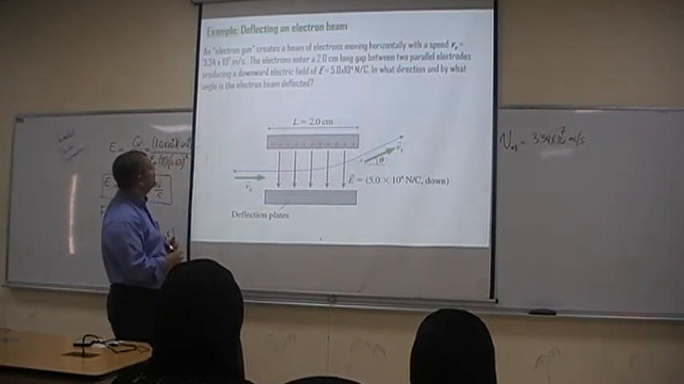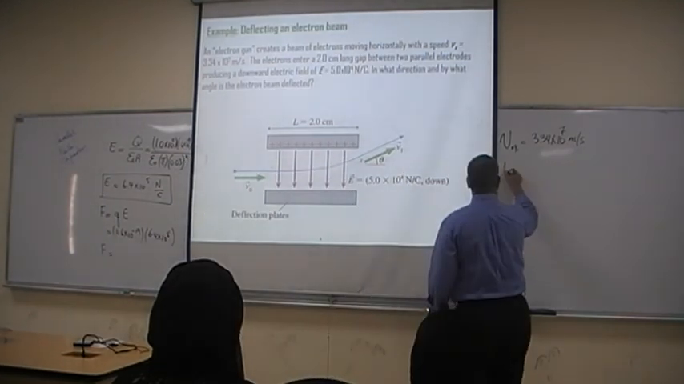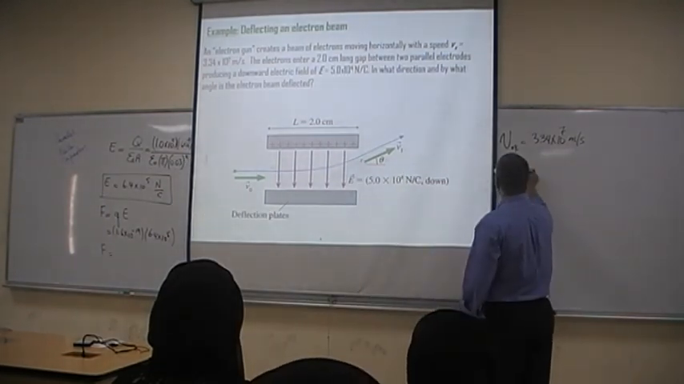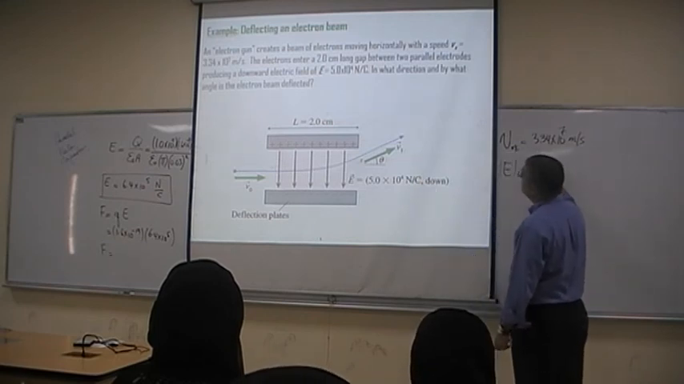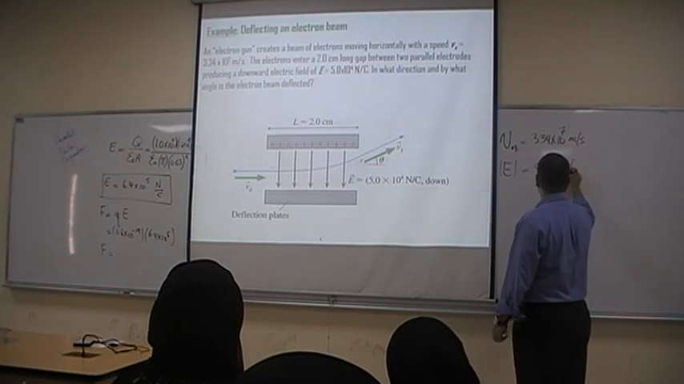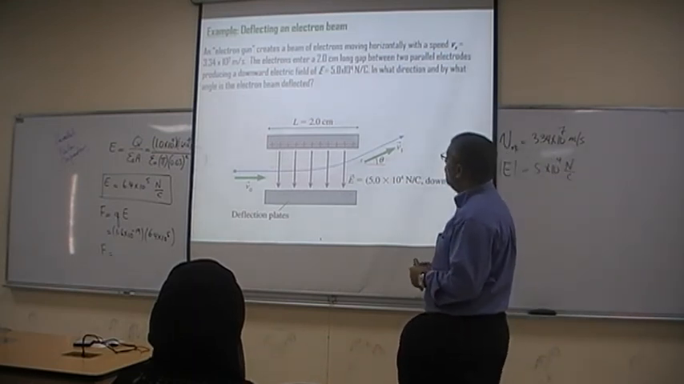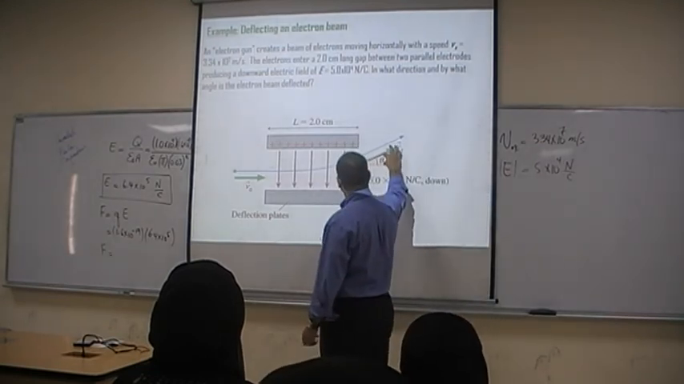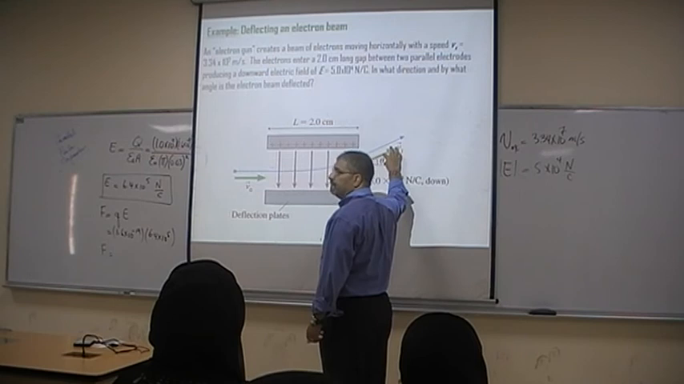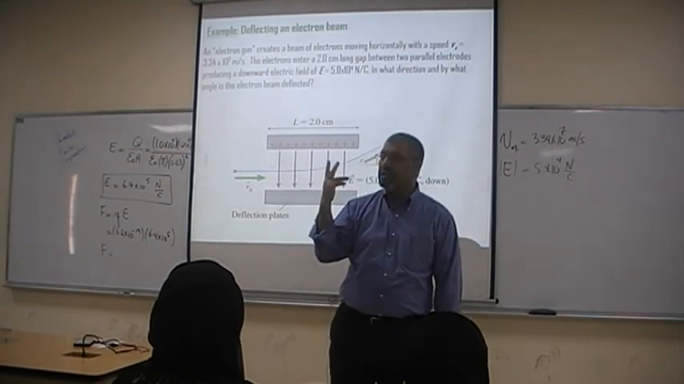Between the parallel plate capacitor, which has an electric field. He gave you the magnitude of the electric field. So E, the magnitude of the electric field, which is downwards, is equal to 5 times 10 to the power of 4 newtons per coulomb. In what direction and by what angle will the electron beam be deflected? That means he wants you to calculate theta. Can somebody from physics 1 think of this as a projectile?